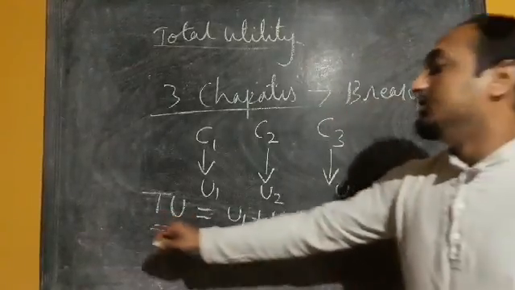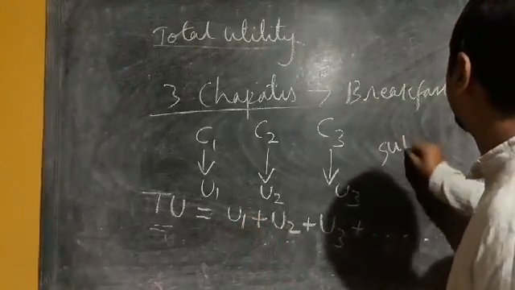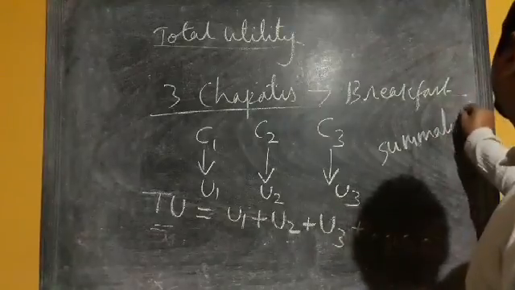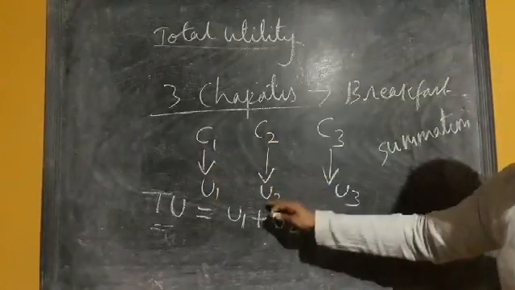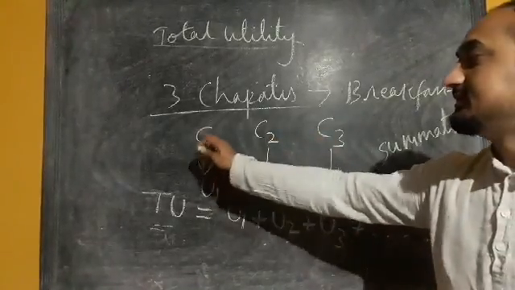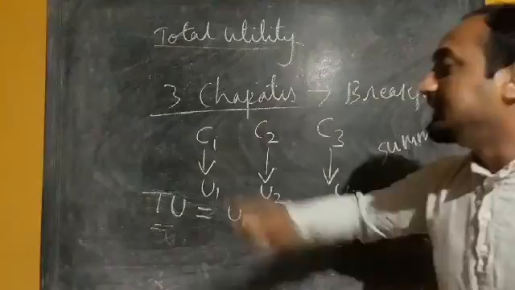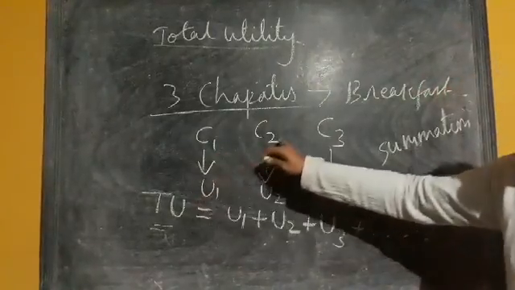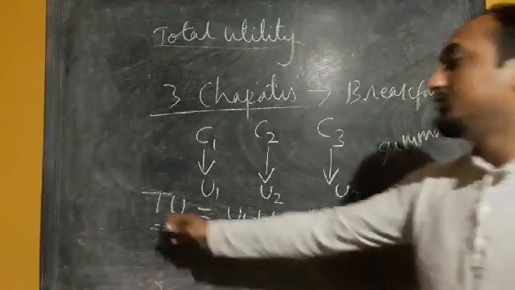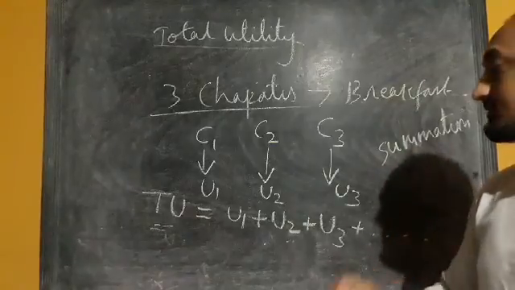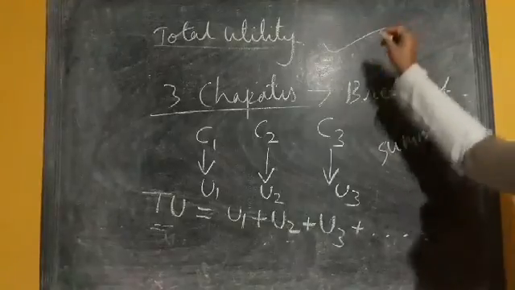So we can say that total utility is the summation of utility. Summation means addition of utility derived from different units of commodity. So here I have considered chapati C1 first chapati, C2 second chapati, C3 third chapati, and the utility obtained from first chapati we have U1, from second we have U2, from third one we have U3. So if you are asked to find total utility, what we have to do? We have to add, the sum of the utility derived from different units. So this is the concept of total utility.